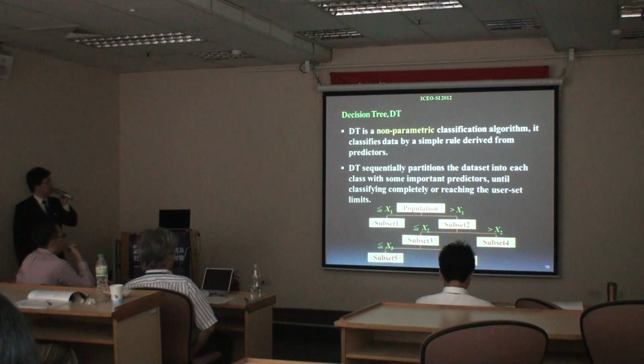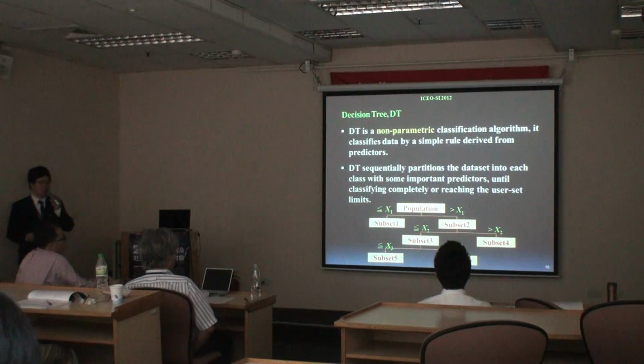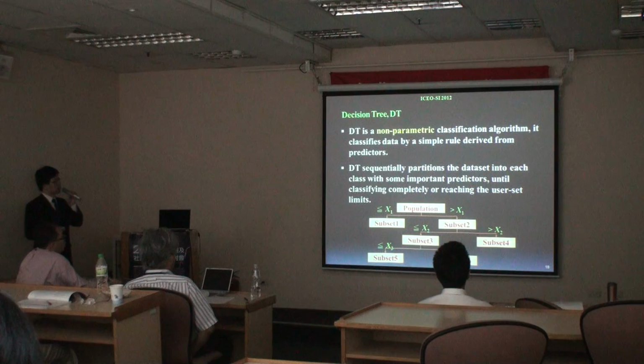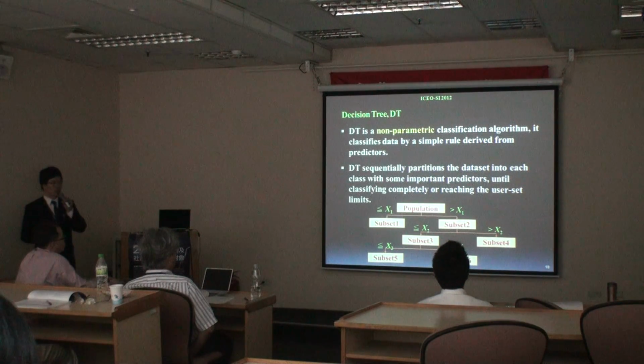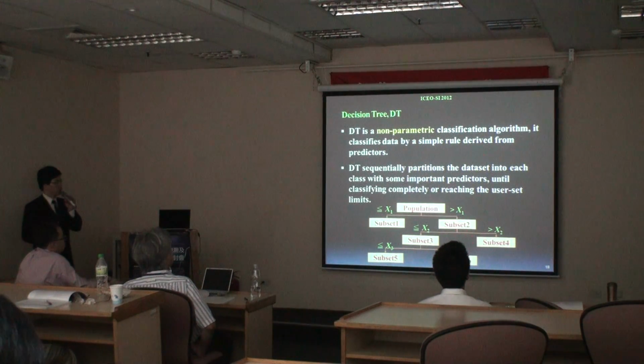The fourth is DT. It is a non-parametric classification technique. It classifies the data by sequentially dividing the data set into each class with some important variables until classifying completely or reaching the user-set limit.